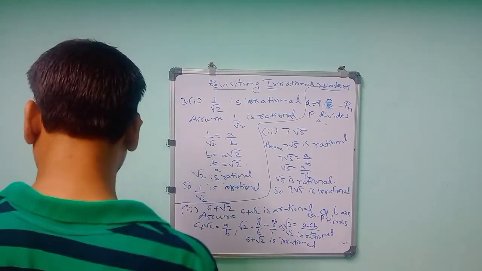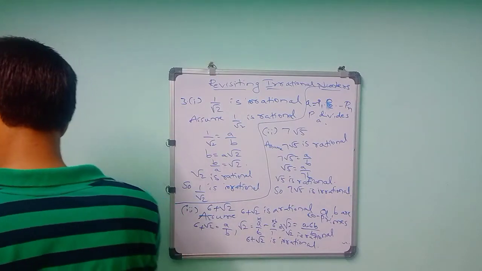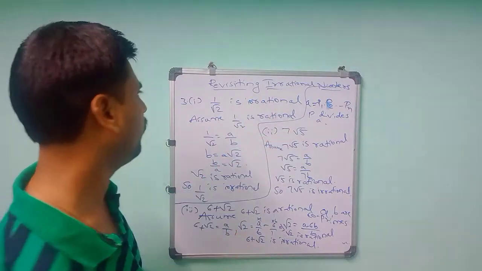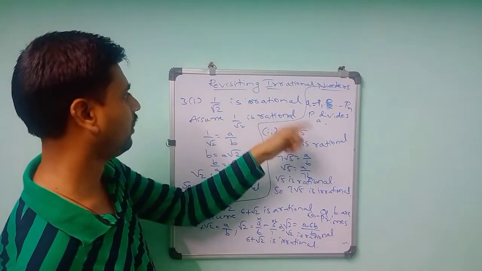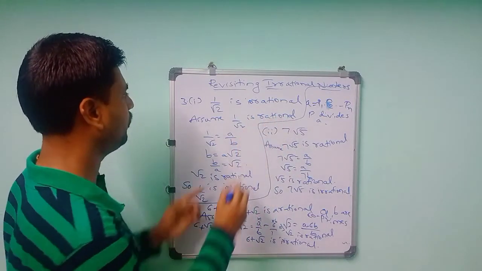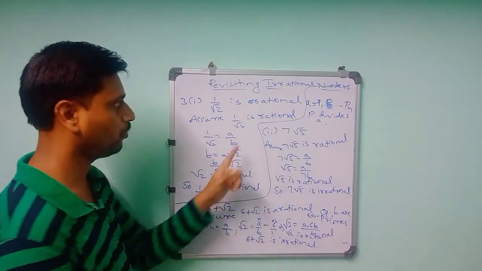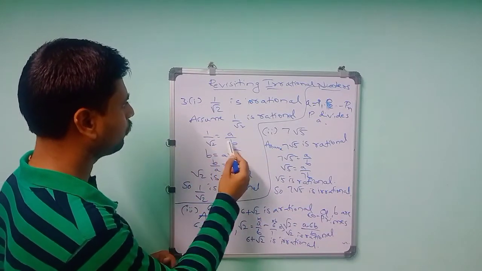So then you take the number 1 by root 2. So 1 by root 2. You have to prove that 1 by root 2 is also irrational. So first you have to assume that 1 by root 2 is rational. So 1 by root 2 is rational means it is in the form of p by q, where q is not equal to 0, and a and b are co-primes. Then 1 by root 2 is equal to a by b.